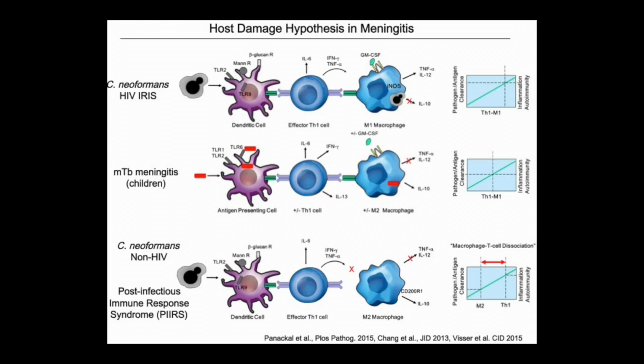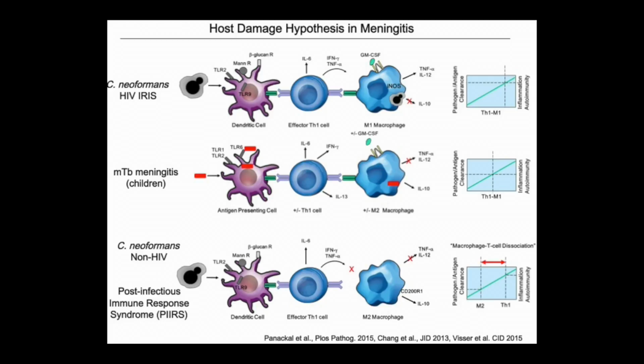But it does bring to mind what Arturo was talking about last night, which was the host damage hypothesis. So in cryptococcal HIV, we have an IRIS-like reaction. And here's this pathway again with dendritic cells, T cell effectors, and macrophages. When you treat a patient with HIV with antiretroviral therapy, all of his immune system comes back. It might come back slowly and irregularly, but it's all there.